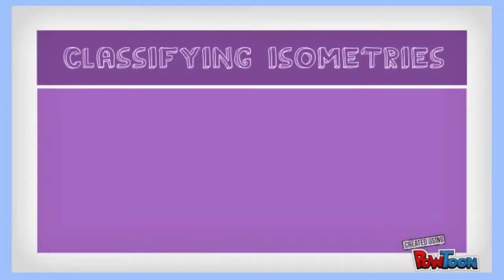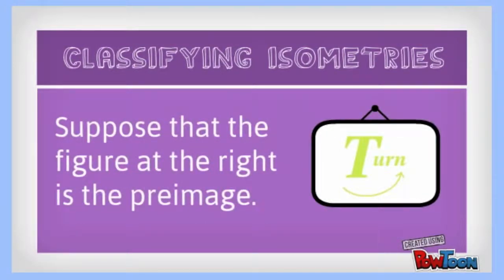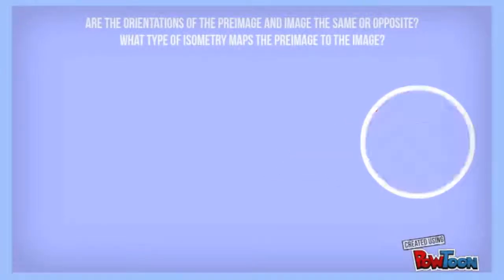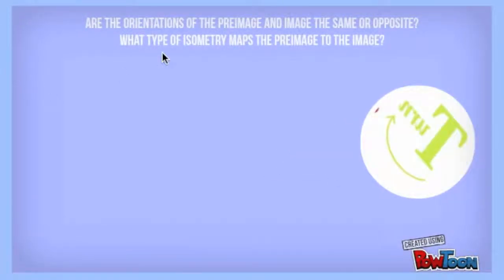So, classifying isometries. Firstly, suppose that the figure at the right is the pre-image. So this figure over here is the pre-image. For example, for this question, the question is, are the orientations of the pre-image and the image the same or opposite? And what type of isometry maps the pre-image to the image?